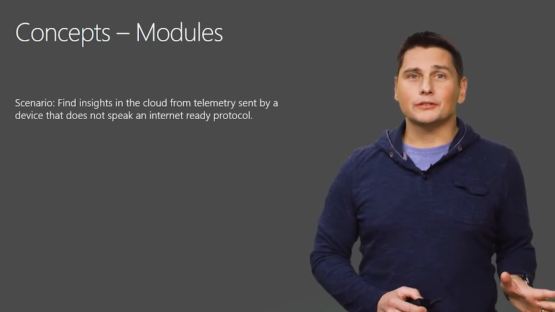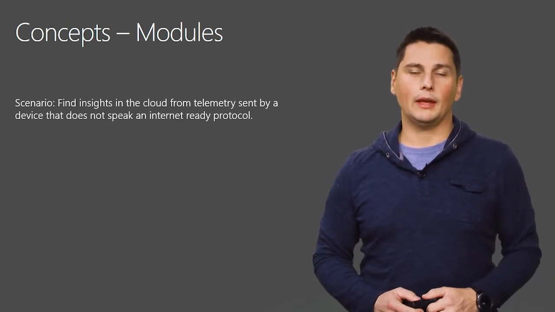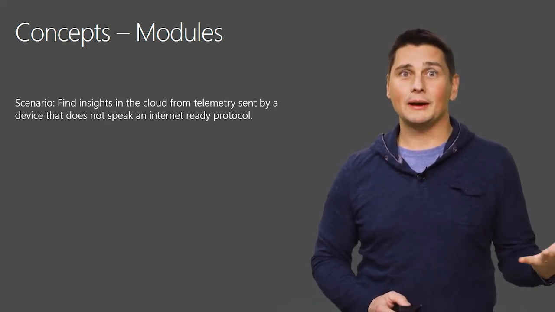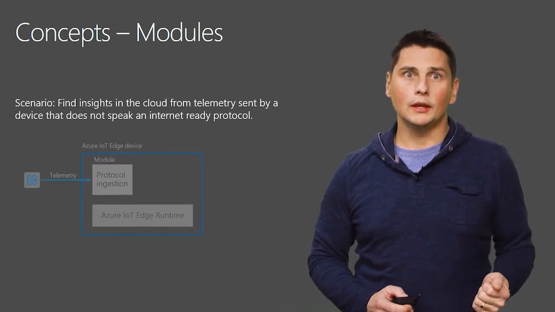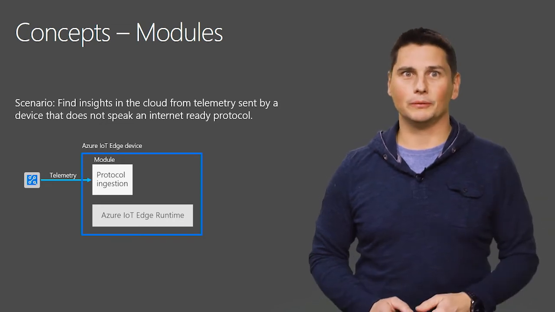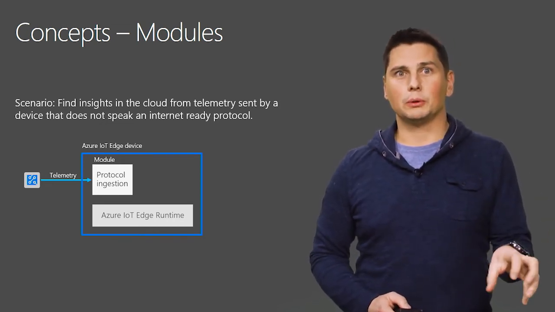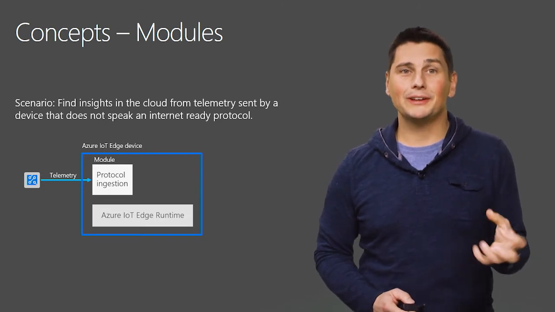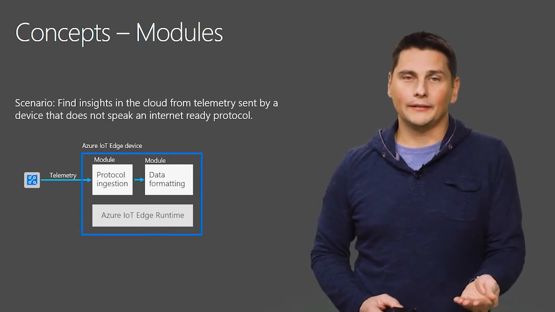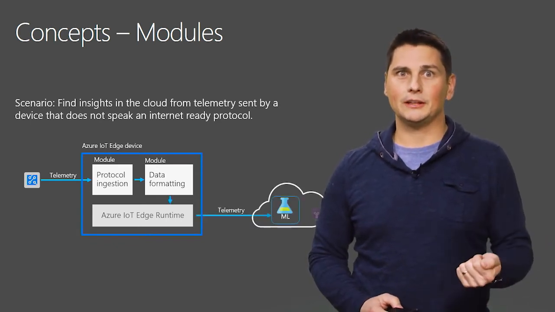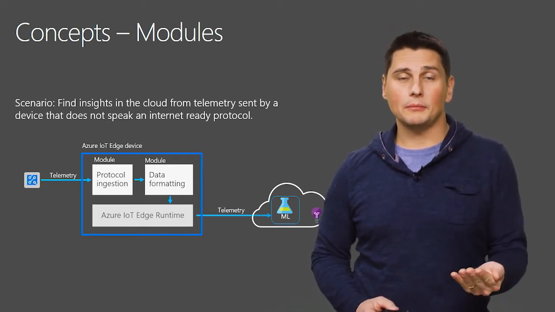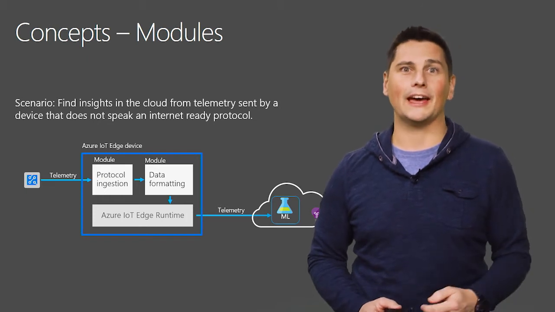So let's see how that works, in a very simple scenario. I'm going to show you how to actually put together various modules to implement that data processing pipeline. The idea here is to connect a device that talks a protocol which is not internet compatible. The idea is to create a first module that will ingest data from that device, translating the protocol the device knows. Then the data is passed over to another module that does the formatting of the data so that it can be consumed very easily by cloud services. The IoT Edge runtime is used to connect to the cloud and send data up to Azure.